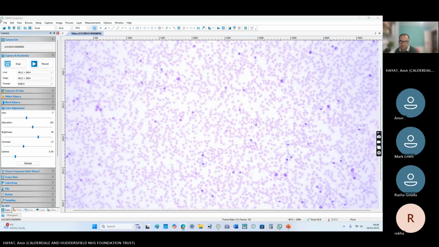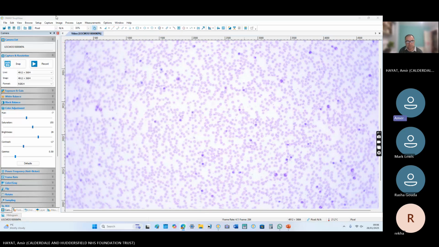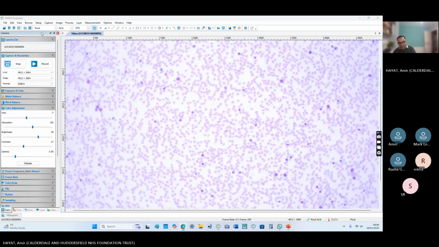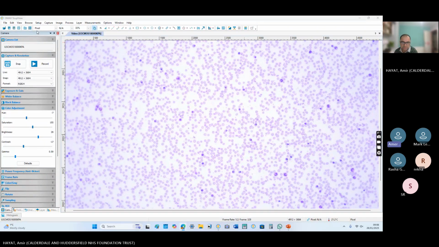So this is the first case. A 30-year-old female patient with a background of sickle cell disease has presented with chest pain. This is the blood film. I would like you to enumerate the findings in the blood film. So this is power 10.